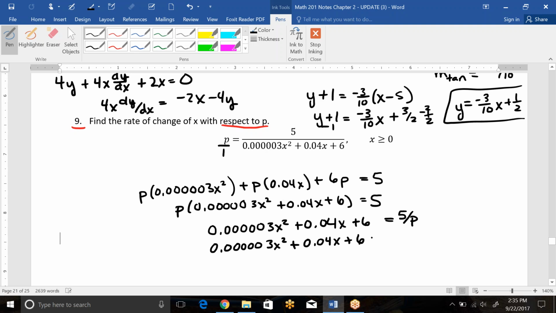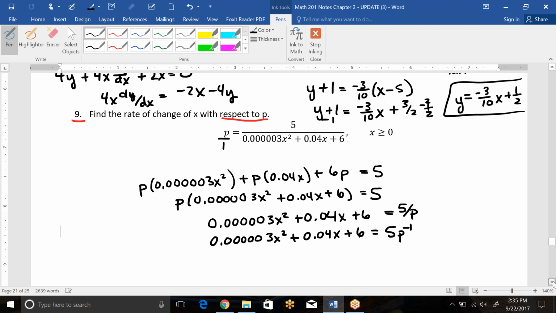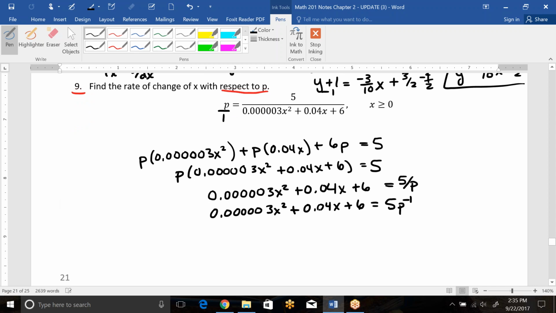So you may not catch that. You may have done it with all the product rules. You'll still get the same answer at the end. It'll still evaluate the same, but this will be a little bit quicker. So we want to take d dp of both sides.